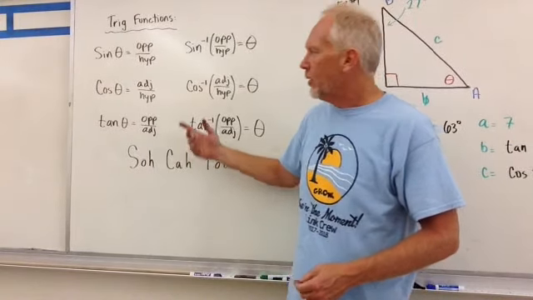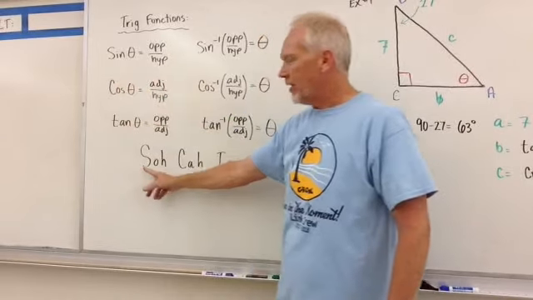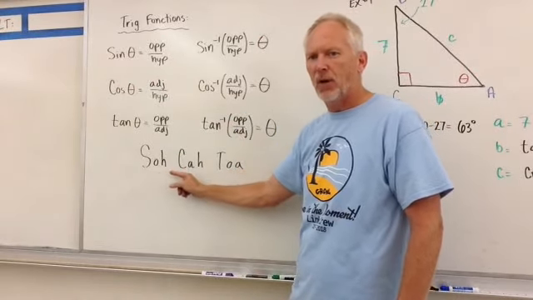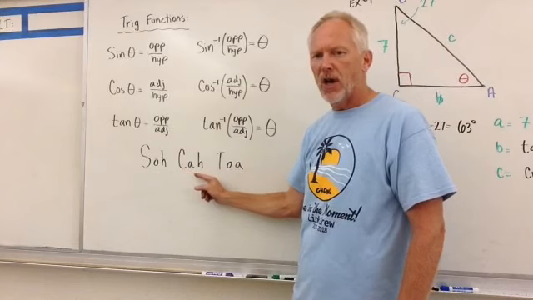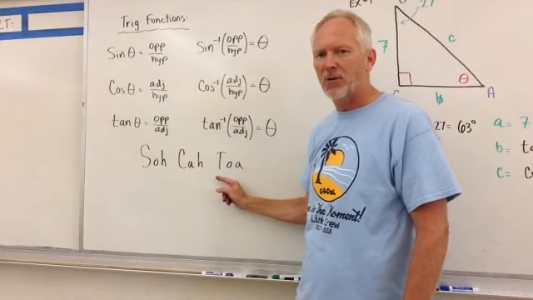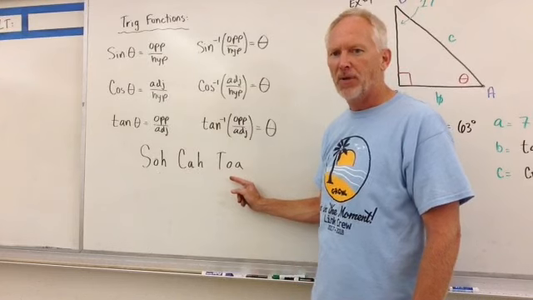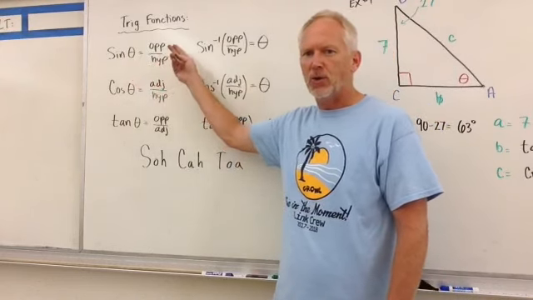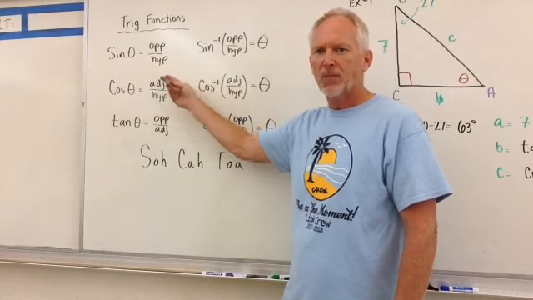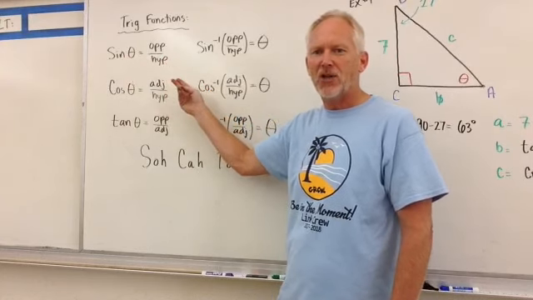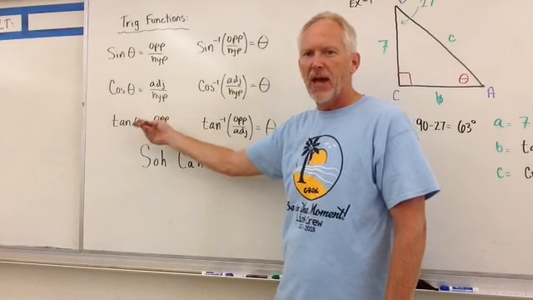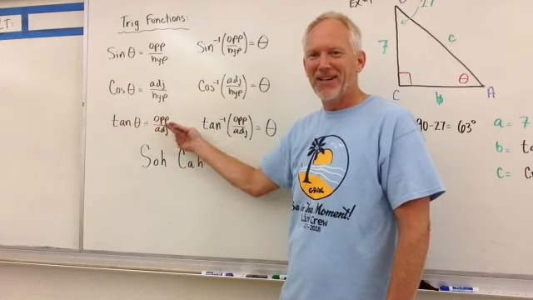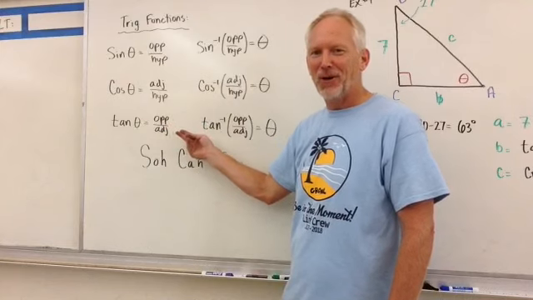So if we go back, we can look and see that you've got SOHCAHTOA, right? Sine is opposite over hypotenuse, cosine is adjacent over hypotenuse, and TOA is opposite over adjacent. So have them here for you. Sine of theta is equal to opposite over hypotenuse. Cosine is adjacent over hypotenuse. And TOA, or tangent, I should say, is opposite over adjacent.